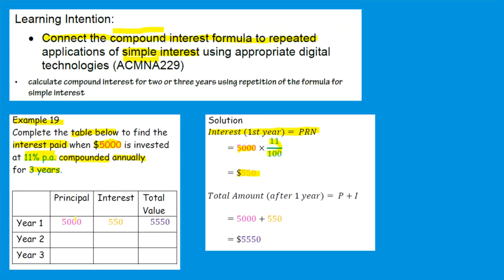So you can see here that we started with 5,000. The interest is 550, so the total value of the investment at the end of year 1 is 5,550. So we're using P plus I, the principal plus the interest, doing that calculation to get this amount.